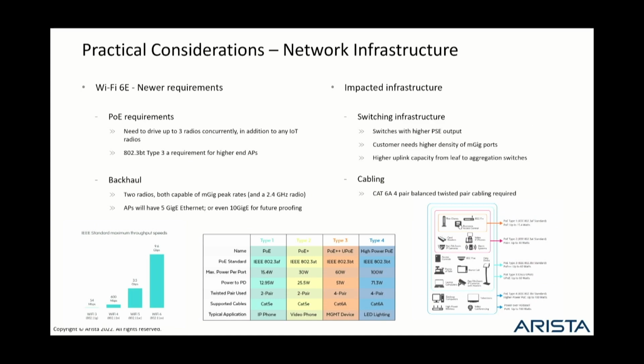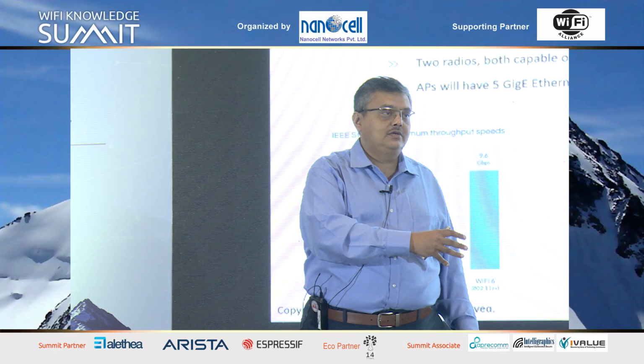Now, device ecosystem is one thing, right? You have to make sure that you support what you have today. But the other thing that you really need to worry about is your network infrastructure. When you have 6E, there will be new requirements from your switches. The first thing that you will need, as I said, is more power. And when you need more power, your PoE switches need to have the power budget to be able to feed all of these access points, right?